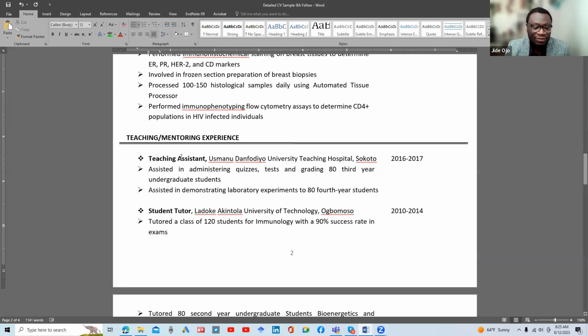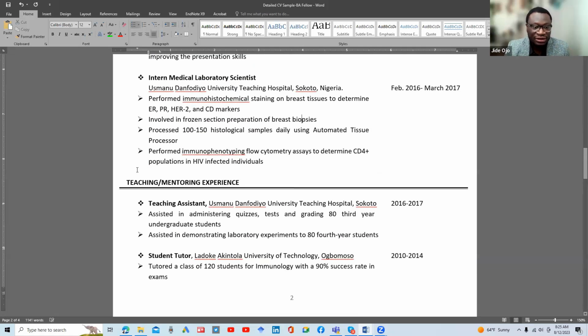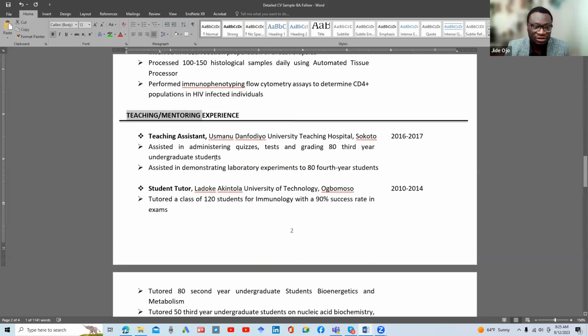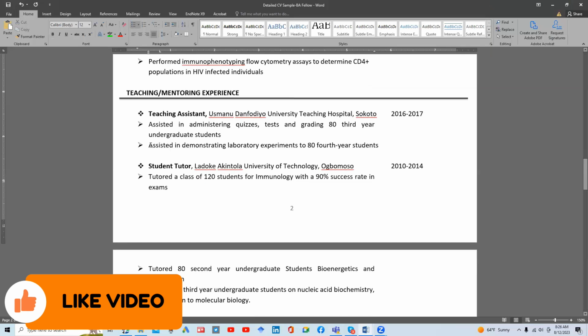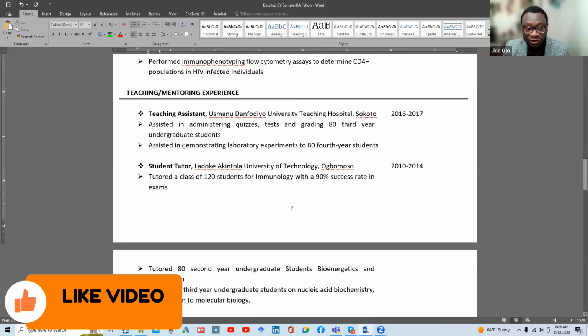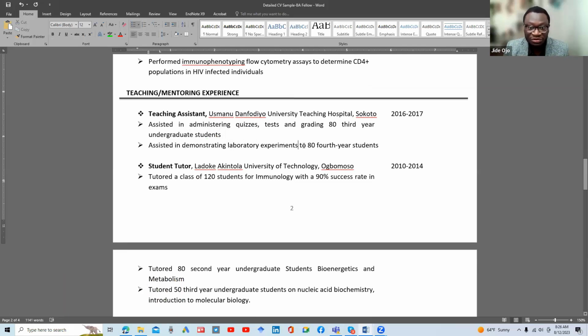Okay. Now, so research, professional, and now teaching experience, because teaching experience is sometimes important to get funding in the form of a teaching assistantship. So if you have that in any way, please, it's okay to use a separate section to discuss what you did. So he was a teaching assistant. And you can see what he did here: assisted in, so he did not even teach a course, but he assisted in demonstrating laboratory experience to 80 fourth-year students, okay? So he put a number behind the students.